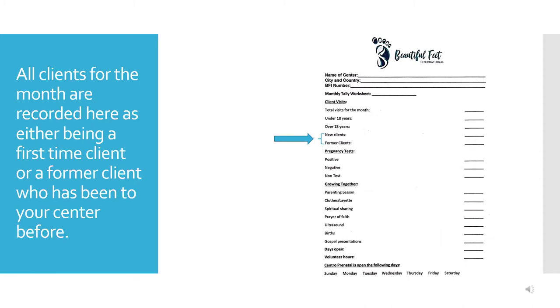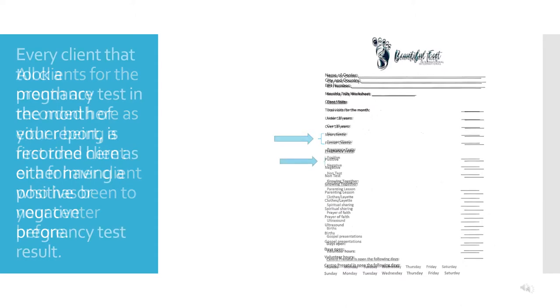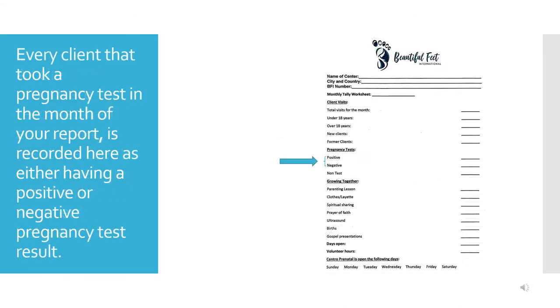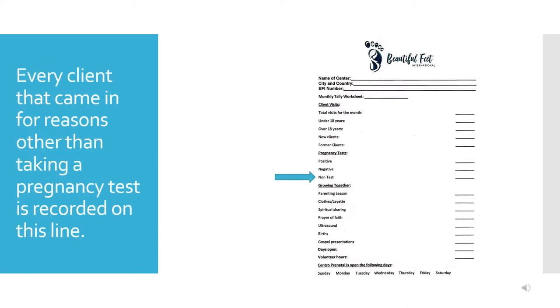All clients for the month are recorded here as either being a first-time client or a former client who has been to your center before. Every client that took a pregnancy test in the month of your report is recorded here as either having a positive or negative pregnancy test result. Every client that came in for reasons other than taking a pregnancy test is recorded on this line.